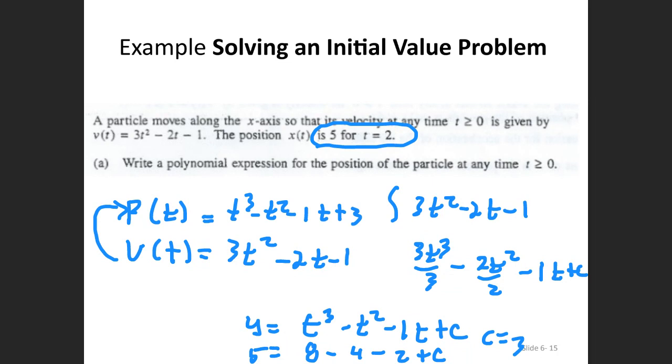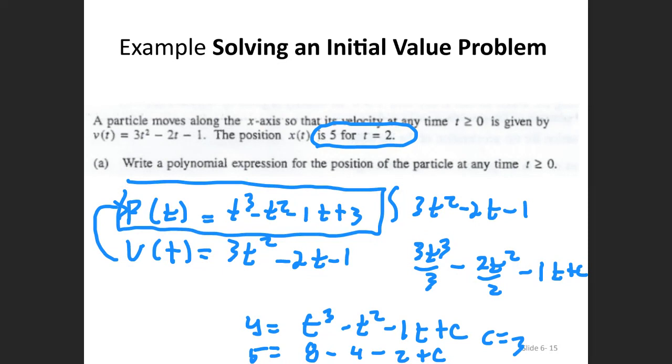How cool is that? Given a velocity function, we can go back and get the position function as long as they give me an original point on there. That is some cool stuff. I mean, seriously cool stuff. All right, any questions on that?